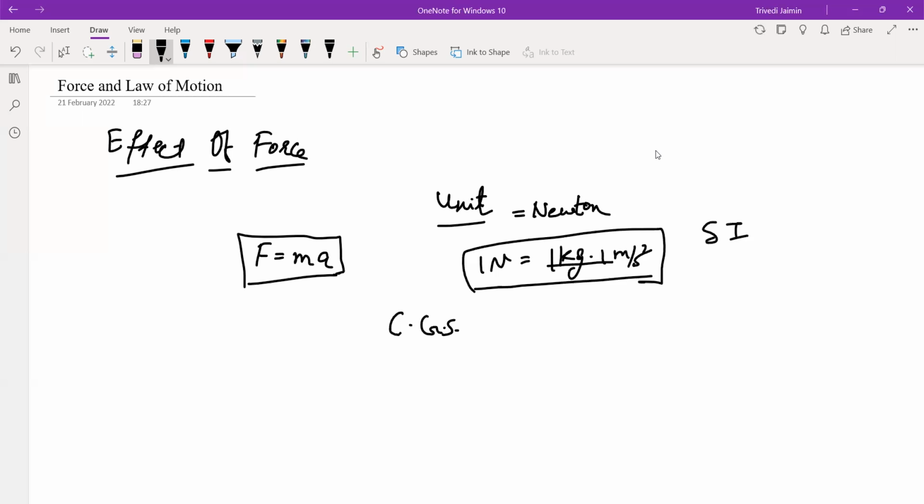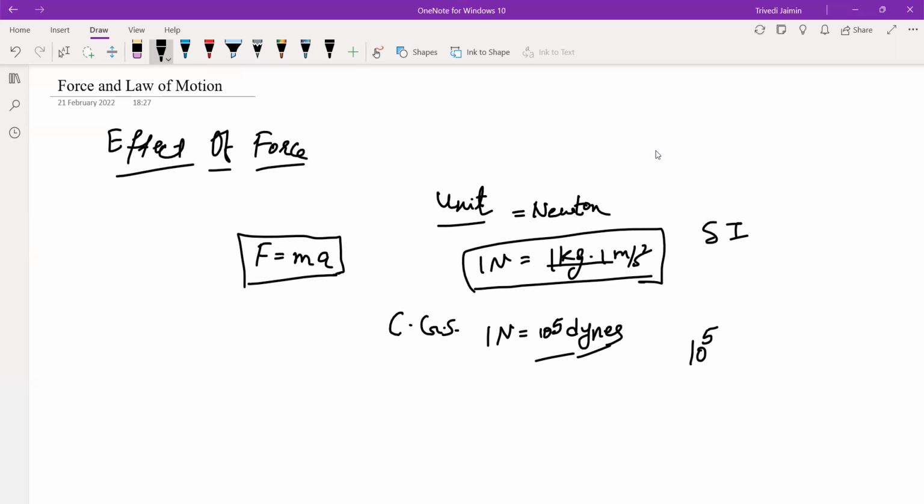I think we discussed this topic while studying work, right? Yes, sir. Okay, then convert this 1 Newton to the CGS unit. CGS unit means dynes. Yes, 1 Newton equals 10 to the power 5 dynes. Sir, is it 5 or -5? It's 10 to the power 5.